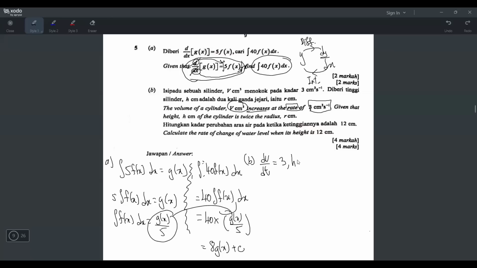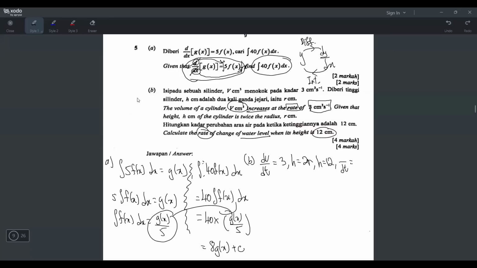Now it says given that the height of cylinder is twice the radius. Just write it down. h, height, is 2r. Calculate the rate of change of water level when its height is 12 cm. So when the height is 12, they want to calculate the rate of change of water level. Rate again, so over dt again. But this one they use water level, right? So water level, you want to use which unknown?